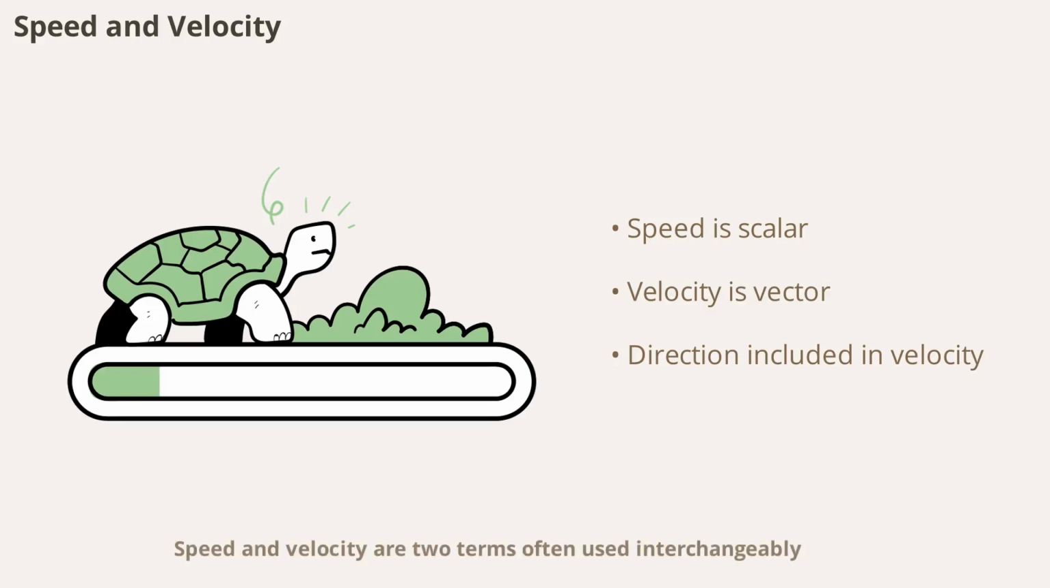Speed and velocity are two terms often used interchangeably, but they have distinct meanings in physics. Speed is the rate at which an object covers distance, and it's a scalar quantity, meaning it has magnitude only. Velocity, however, is the rate of change of displacement and is a vector quantity, so it includes both magnitude and direction. For example, if you drive 60 km/h east, your speed is 60 km/h, but your velocity is 60 km/h east.